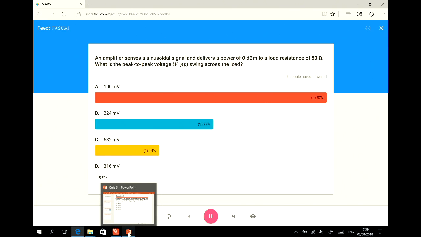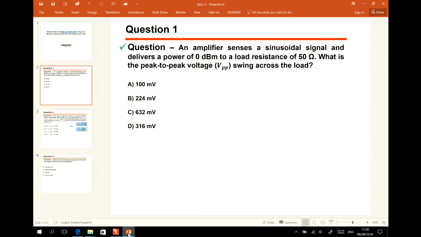Someone answered very fast. All right, we have one signal at the input of an amplifier, and the amplifier amplifies the signal, reaches the level 0 dBm, and delivers this 0 dBm to a 50 ohm resistor. What's the peak-to-peak voltage over this 50 ohm? And the signal is a single tone sine wave.